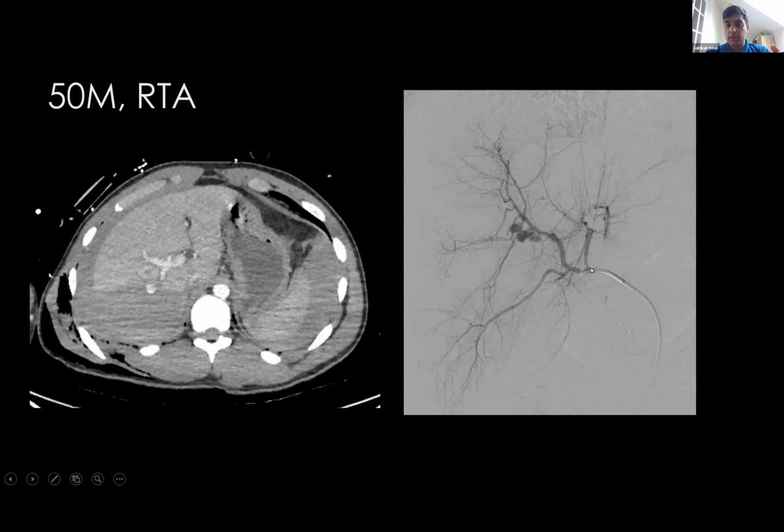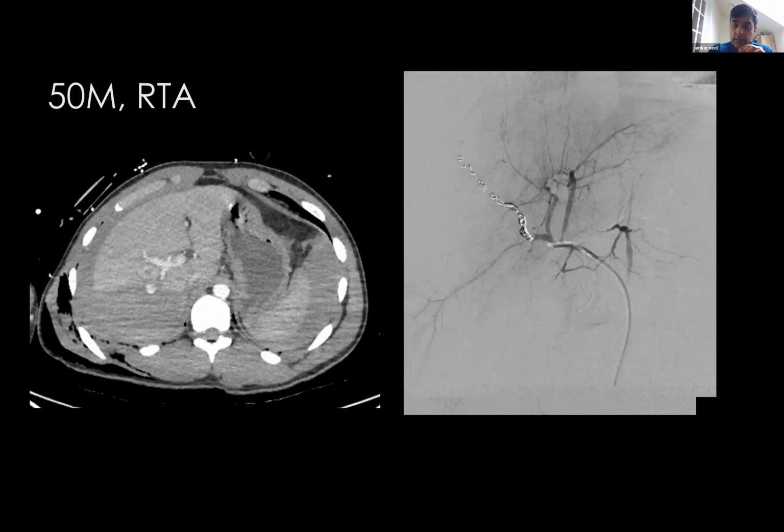On the angiogram, we see there's multiple areas of pseudoaneurysms from one of the branches of the right hepatic artery. And you can see significant vasospasm of the vessels distally. That shows that the patient has a significant adrenergic response, and the adrenergic response is making the vessels spasm, right? It's a response of the body to blood loss. Now, we've taken the vessel out. This patient did really well.